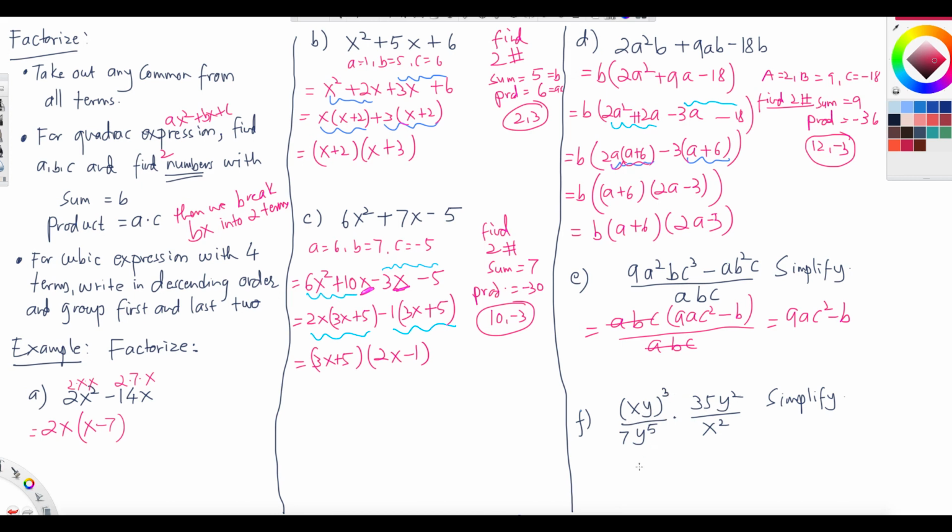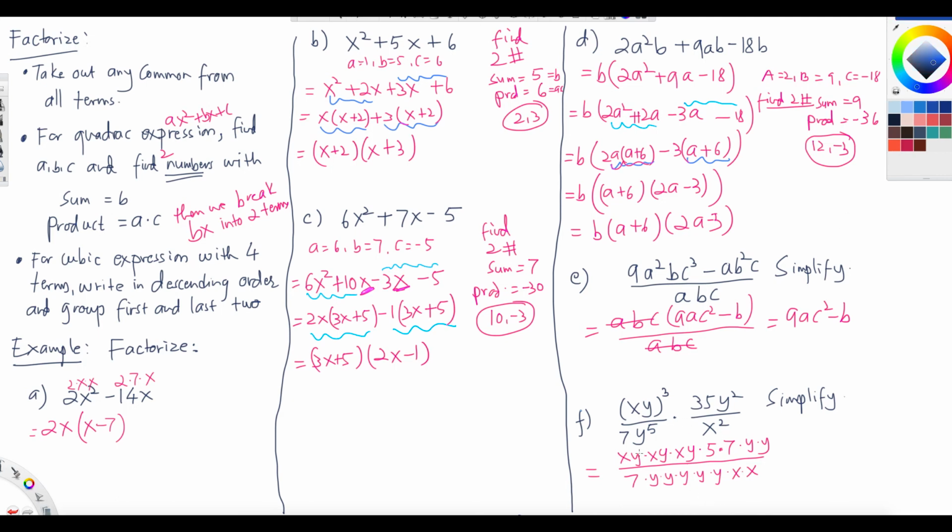Now the last one is xy to the third, okay, and then 35y square. So let us write down in the factor form. It is like xy times xy times xy, that is xy to the third, times what is 35, is 5 times 7, right, times y, divided by 7 times y times y times y times y times y times x times x. Let us look at the common factor and cancel out, divide, right?